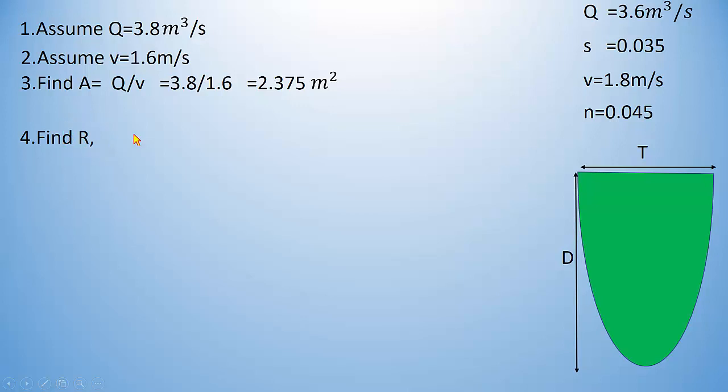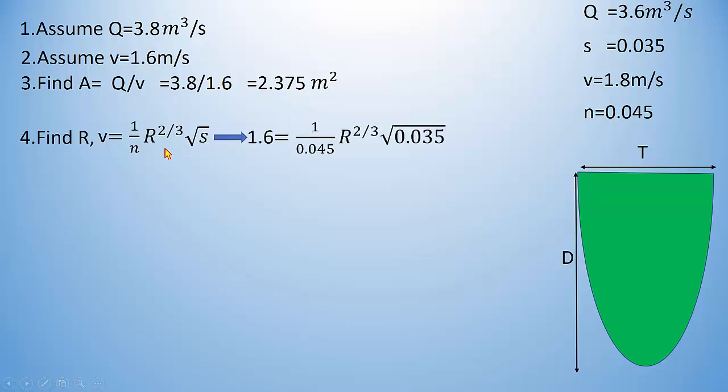Another step, we find R, the hydraulic radius. To find hydraulic radius, we have the Manning's equation, that is velocity equals 1 over n times hydraulic radius to the power 2 over 3 times square root of slope. In this formula we substitute the values: the velocity is 1.6, the Manning's coefficient n is 0.045, and the value of slope is 0.035, and the only unknown variable is R, the hydraulic radius. So we can easily find the value for R to be 0.239.